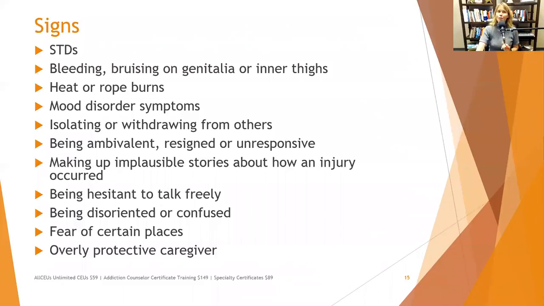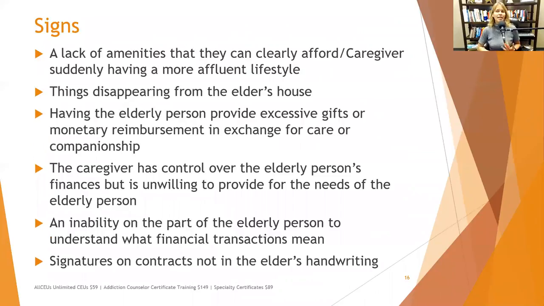Or if they have an overly protective caregiver. If they have a caregiver that's helicoptering, it may indicate that the caregiver is trying to make sure that the elder doesn't tell on them. If they have a lack of amenities that they can clearly afford, or the caregiver suddenly has a more affluent lifestyle, driving around a Beamer, and used to have an old beater that she was driving around, then she may be exploiting. If things are disappearing from the elder's house, look at wedding rings, jewelry, anything of value that might be able to be pawned.